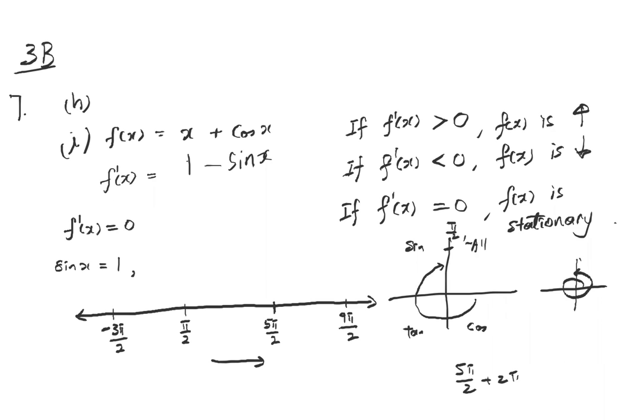Between pi by 2 and 5 pi by 2, you can put in 3 pi by 2, 4 pi by 2, up to you. Are you clear? I put x plus cos x, 3 pi divided by 2. I got 1.99, so it's positive. So here is positive, or is everything positive? I'm not sure.